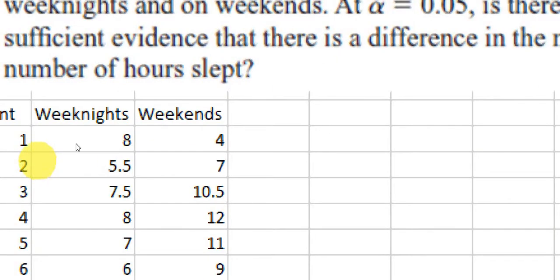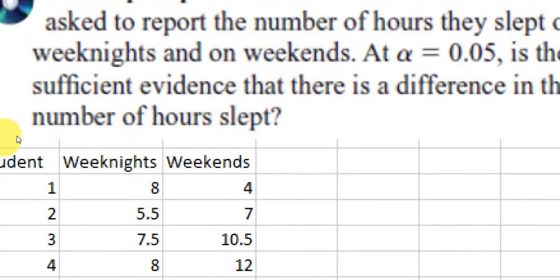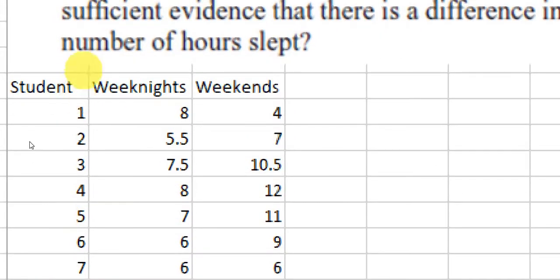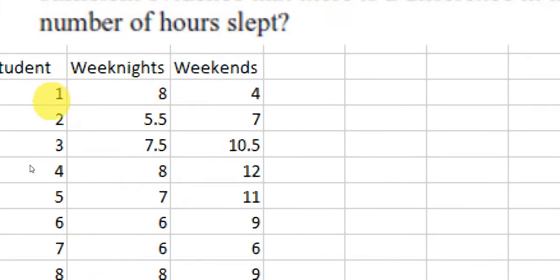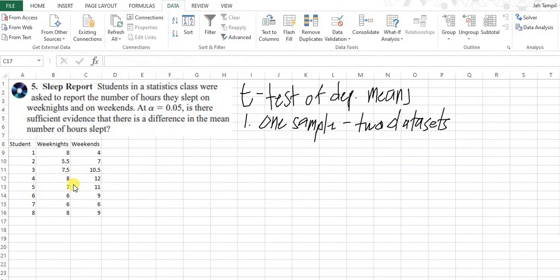Here we were told the students in a statistics class were asked to report. So that means there's just one group of respondents, which are students. And these are the number of hours slept of the specific student on weeknights and then on weekends. So as before, there's only one sample but two related data sets. Therefore, we can actually use the test of dependent means. So now it's time to do our steps.